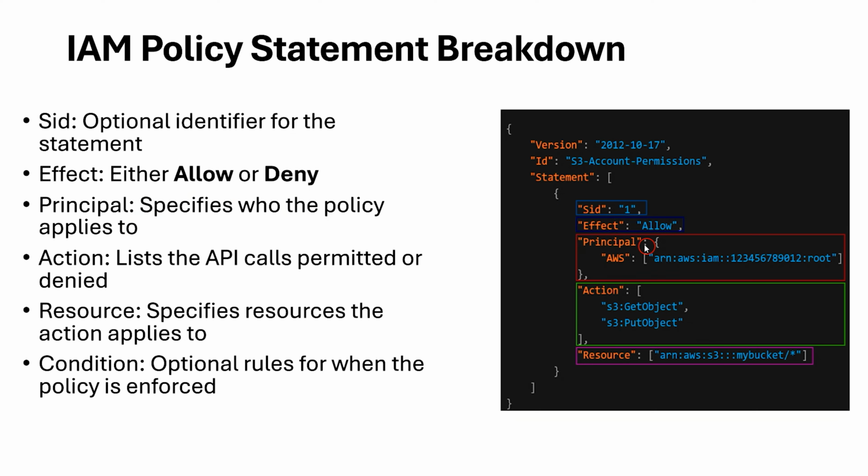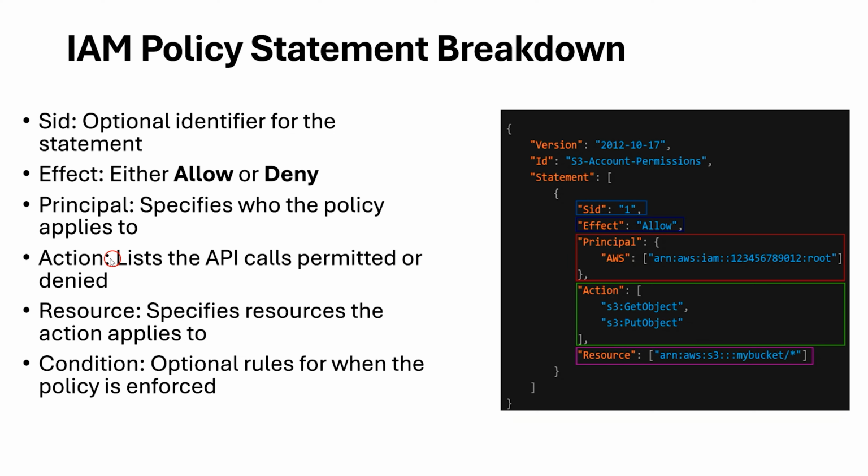So here you need to mention which user this policy we are going to attach, whether a particular user or particular group or particular resource. That information should be added here. So in this case, we added it to our root account itself. So for our root account, we are saying allow. Effect is allow for this root account.